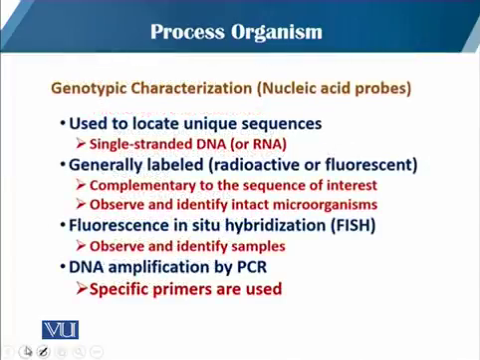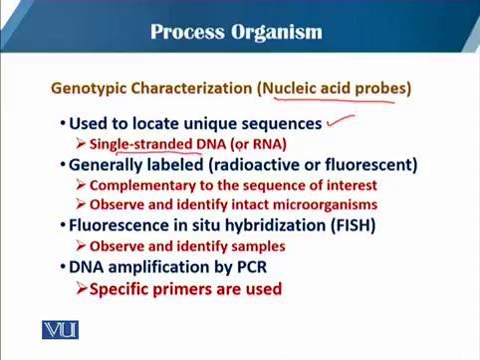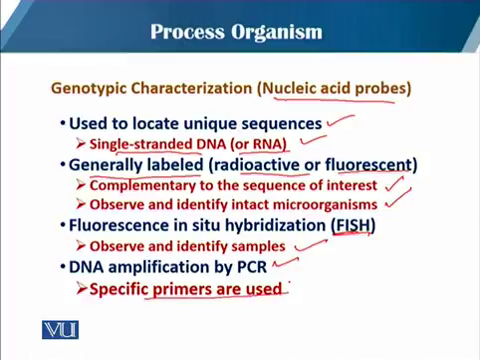As far as genotypic characterization is concerned, which we call nucleic acid probes, the first step is to locate the unique sequence, in which we use single strand DNA or RNA, generally labeled radioactive or fluorescent, complementary to the sequence of interest, and observe and identify the intact organisms. The third one is fluorescence in situ hybridization, which we call the FISH technique, to observe and identify the samples. And the last is DNA amplification by PCR, where specific primers are used just to amplify a desired part of the DNA.